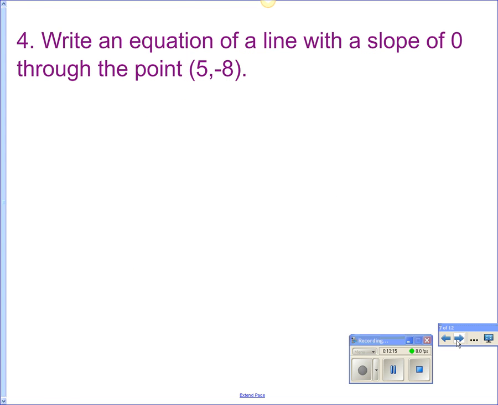Okay. All right, number 4. Number 4, Dylan. What do I need to write on my paper? Okay, what letter do we use for slope? Good. So m equals 0 and 5, negative 8. Anybody tell me what 0 slope makes them think of? Yeah, but what does 0 slope make you think of?